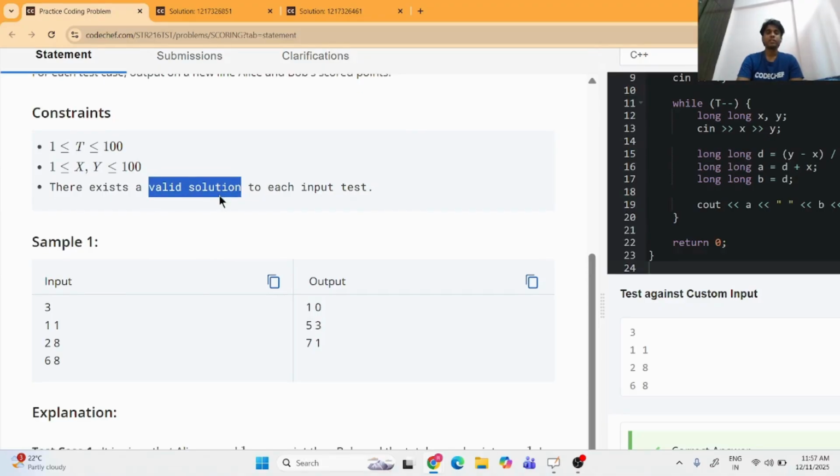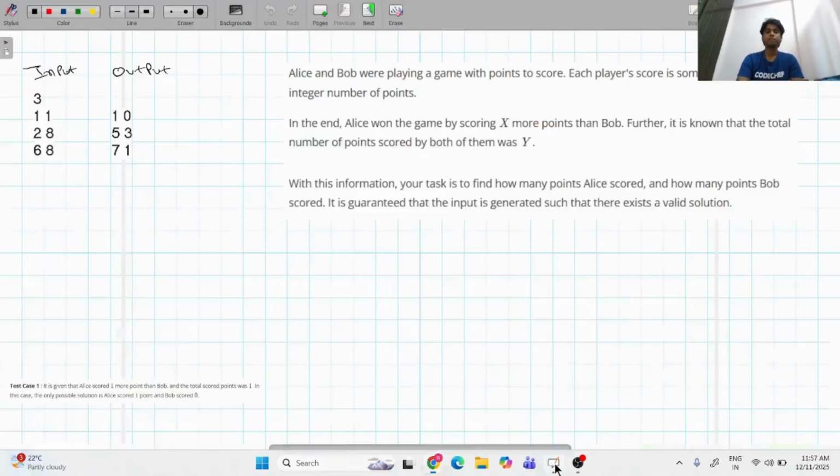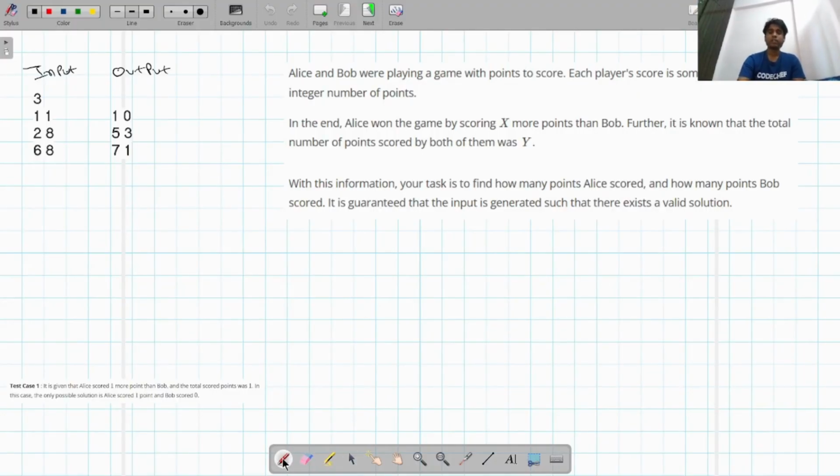So guys, now let's understand the input test in the question more precisely. This question is very straightforward. It says that Alice and Bob are playing some game where points to score were there, and each player scores some non-negative integer number of points. In the end, Alice won the game by scoring X more points than Bob, and the total score we know was Y. With this information we have to find out how much Alice scored and how much Bob scored.